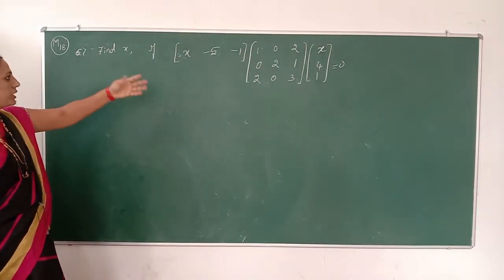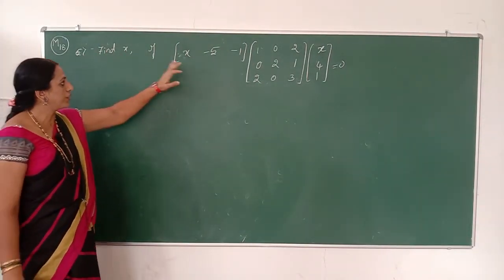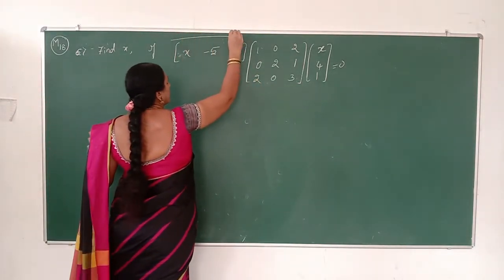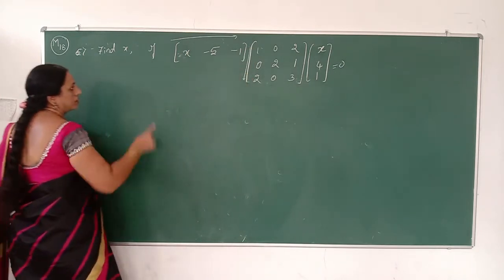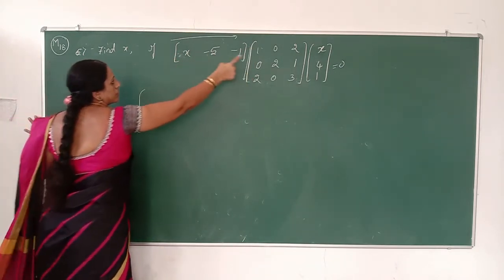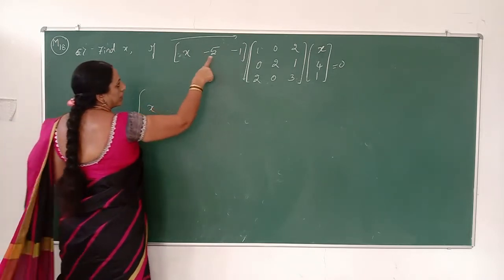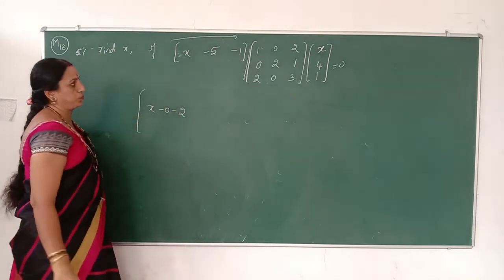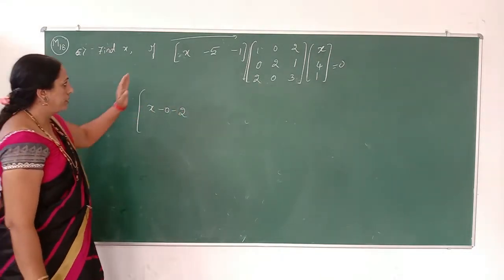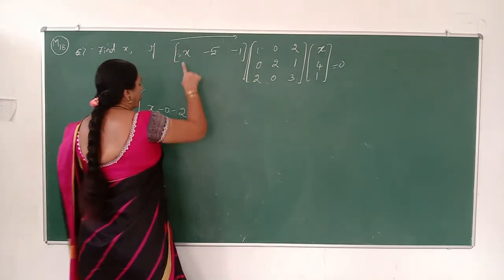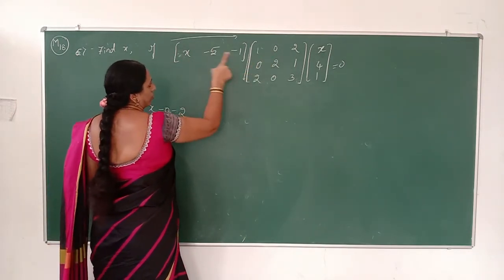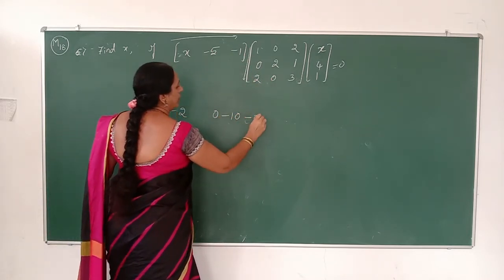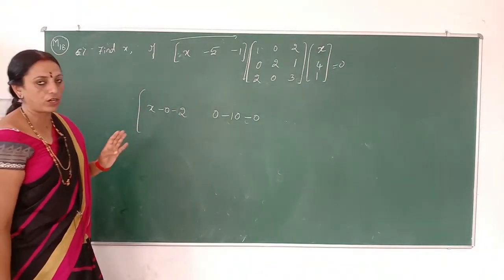Next one, it's also similar to the previous one. Find x if the product of 3 matrices is given. Therefore, again first we'll multiply the first and second matrices. First row, first column: x into 1 is x, minus 5 into 0, 0, minus 1 into 2 is minus 2. First row, first column is completed. Similarly, first row, second column: x into 0, 0, minus 5 into 2, minus 10. Minus 1 into 0, 0. First row, second column is completed.